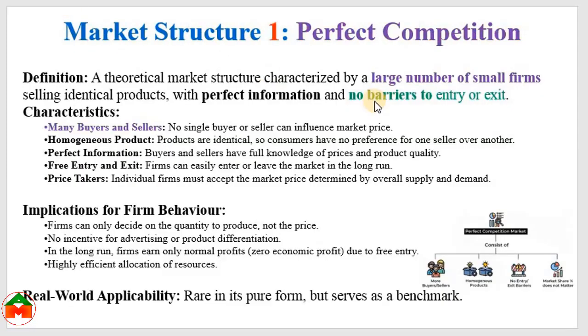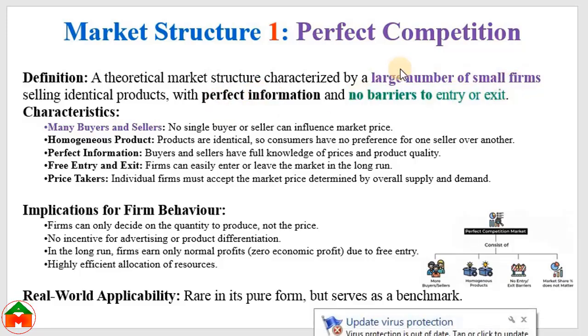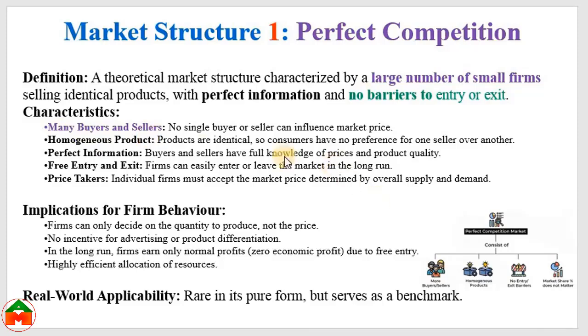Now I am going to discuss the first structure, which is perfect competition. Perfect competition indicates a large number of small firms selling identical products, where there is perfect information for the buyers and there are no barriers to entry or exit for the firms. So this is the definition of perfect competition. That means in perfect competition there will be many buyers and sellers.